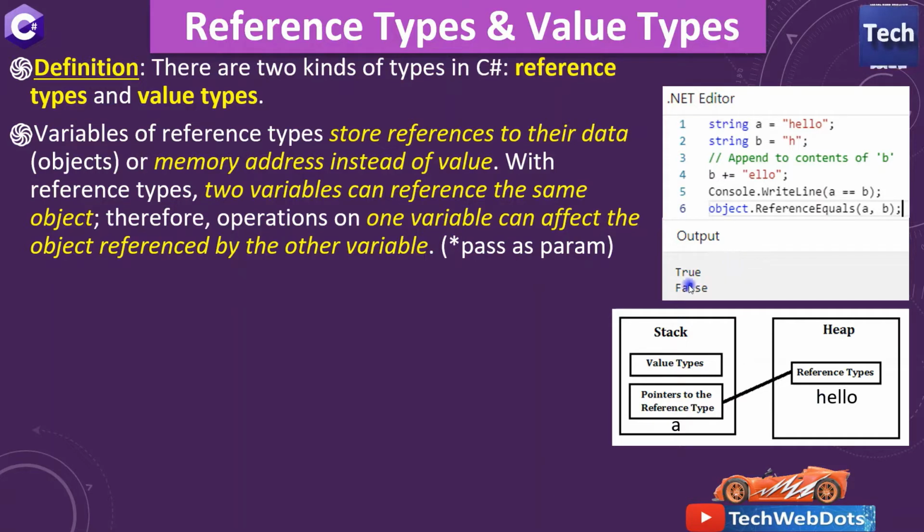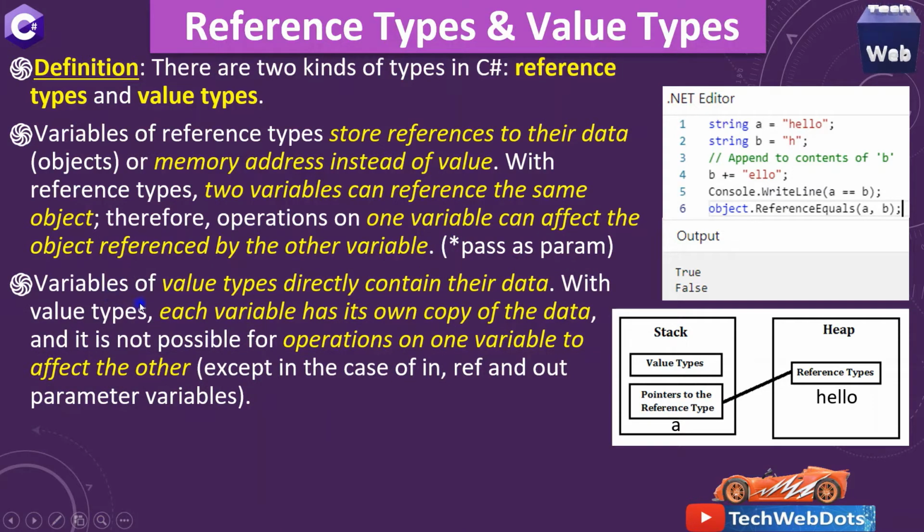Okay, so I hope it is clear. You can see here I place an asterisk and pass as a parameter. Why I mention this is because if you pass a string type variable as a parameter to any function, and you make changes to that variable in that function, ultimately those changes will also be there outside of that function, because that parameter is of reference type.